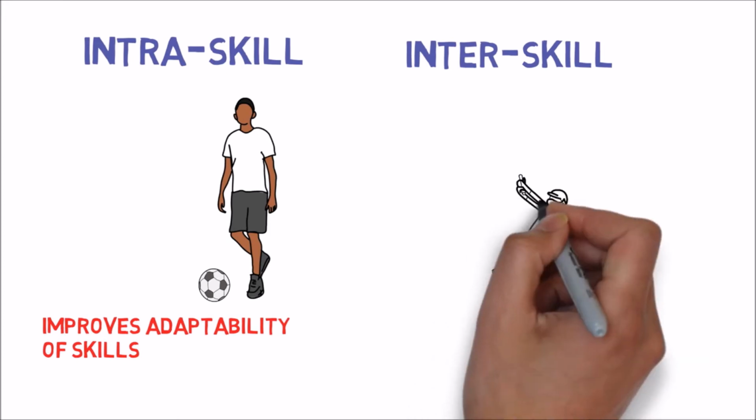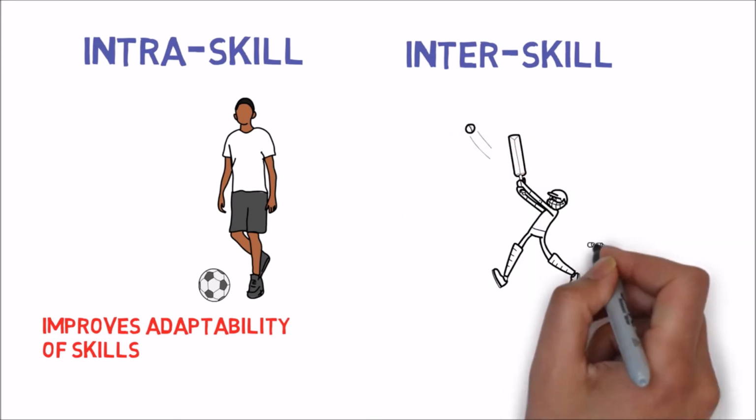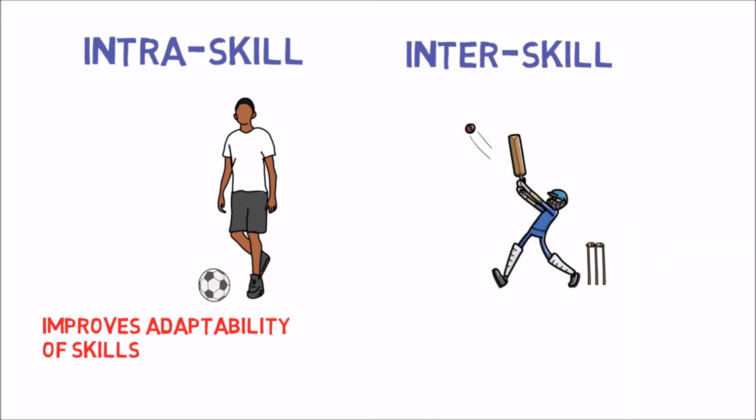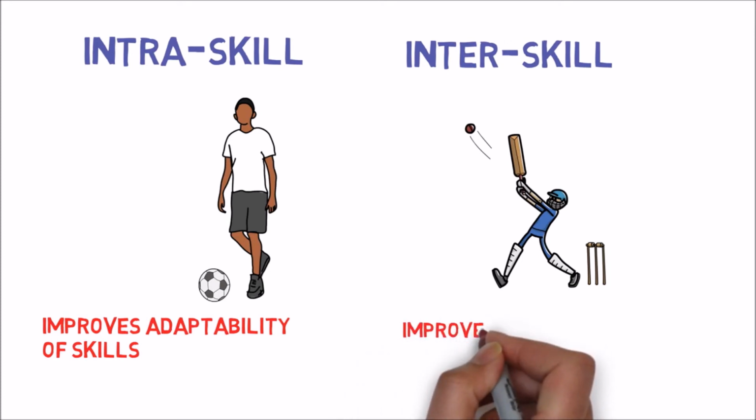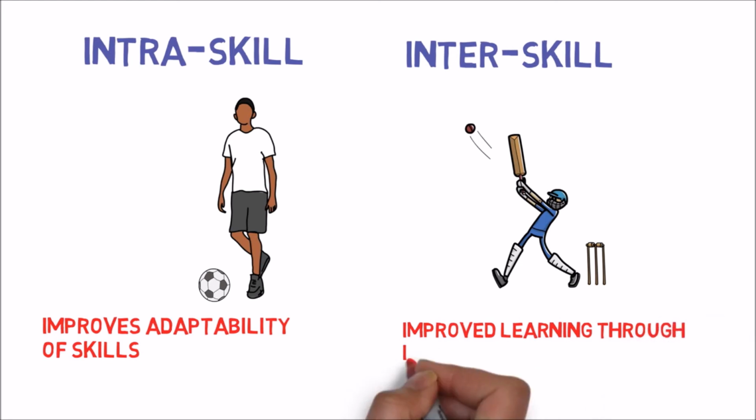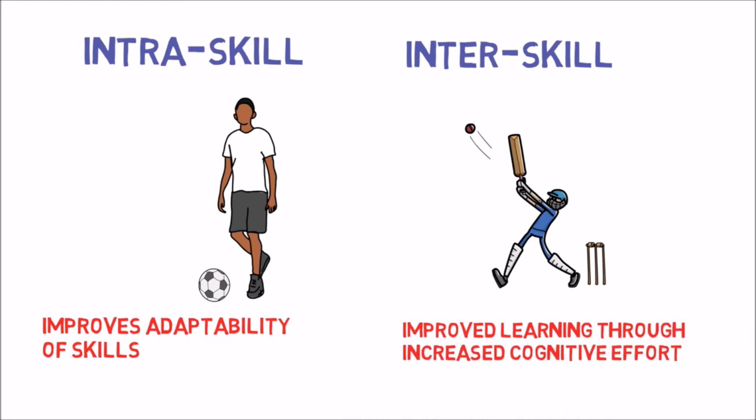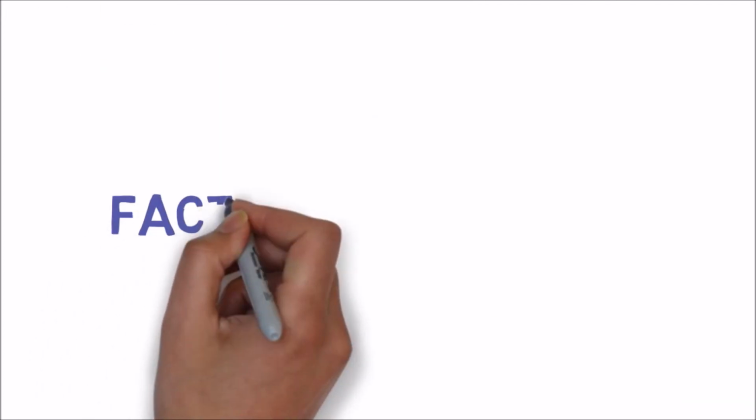Inter-skill variability is achieved by practicing different skills together. For example, practicing both throwing and catching in the same drill for cricket training. This is suggested to increase the amount of contextual interference in training, leading to improved learning by increasing the cognitive effort required in each movement repetition.